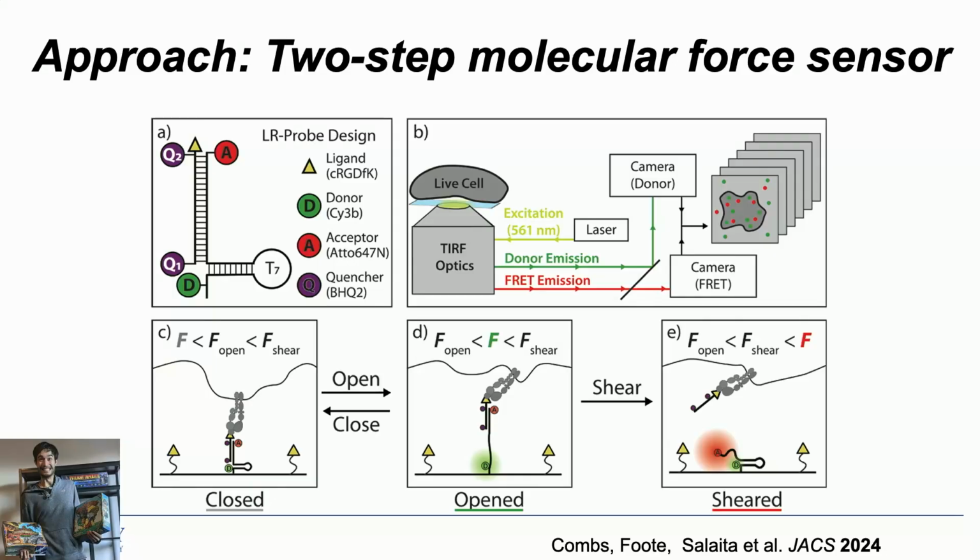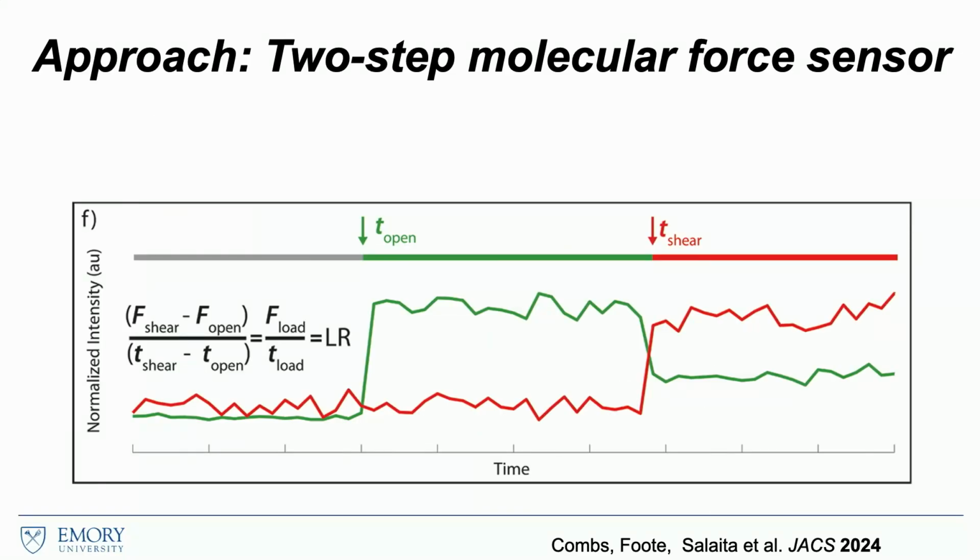Under the application of force of about 5 piconewtons, which is the force to unravel the stem loop hairpin, you separate the donor from the quencher so you get a green signature, a green flare. And then at some later time, you can shear that double quenched oligo, and then you get a sensitized FRET signal. So you go donor, sensitized FRET, and the time delay is the loading rate. This is the type of signal we see and we expect to see.